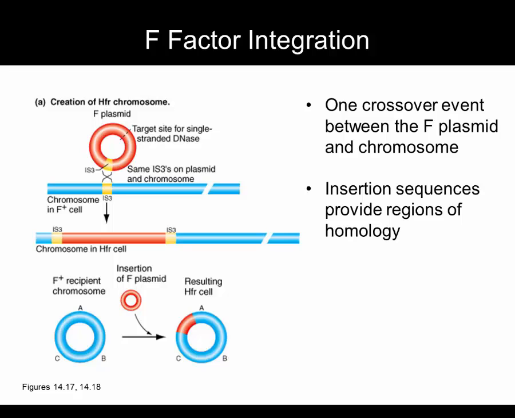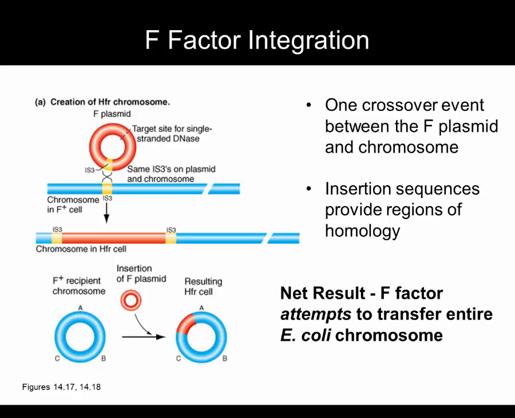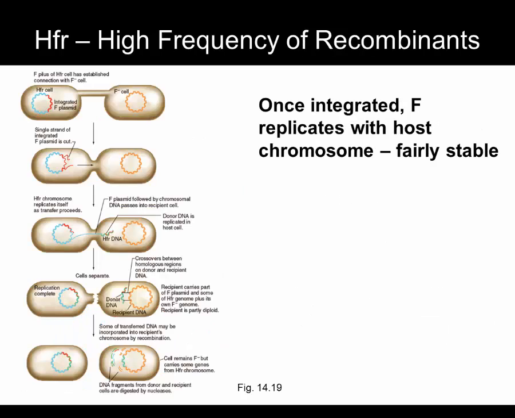But what does this mean? Well, the donor is going to try to transfer the entire bacterial chromosome, though try is a key word here. Cells with the F factor incorporated into the chromosome are called HFR cells, for high-frequency recombination. This is because mixing an HFR donor with an F- cell frequently results in a portion of the donor chromosome recombining with the recipient's. Let's look at how this works.